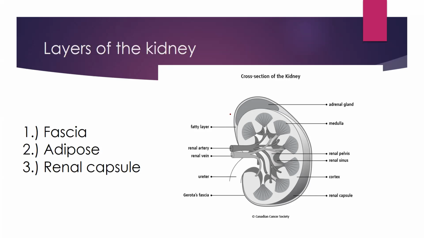Deep to that, you have the adipose tissue, and that adipose tissue basically just insulates the kidney. It protects it from blunt trauma. And then lastly, you have the renal capsule. This renal capsule is a fixed capsule that encapsulates the kidney, and in this case the renal capsule is like this middle space here, with the adipose over the top of that, and then finally the fascia that holds it in place on the very outside.